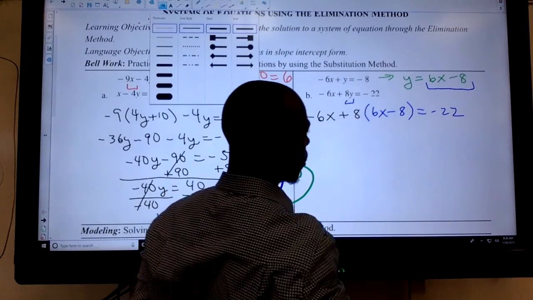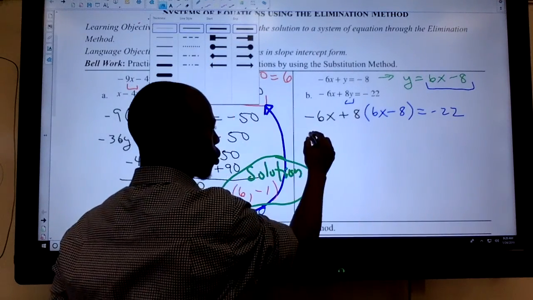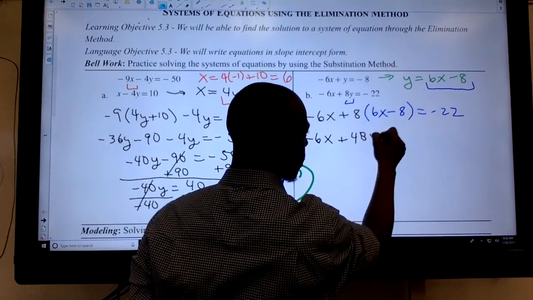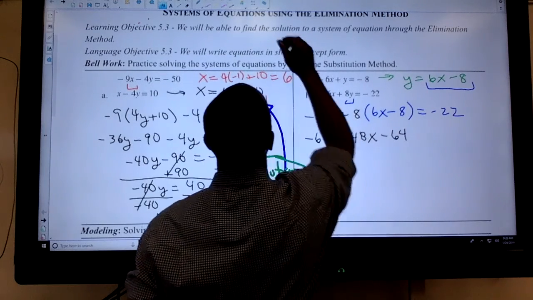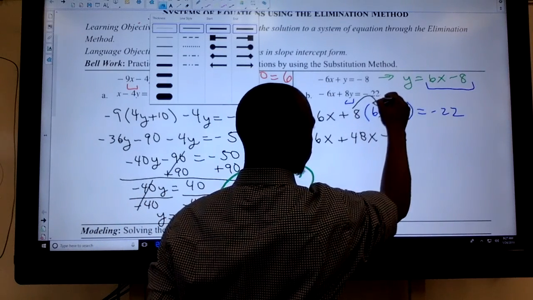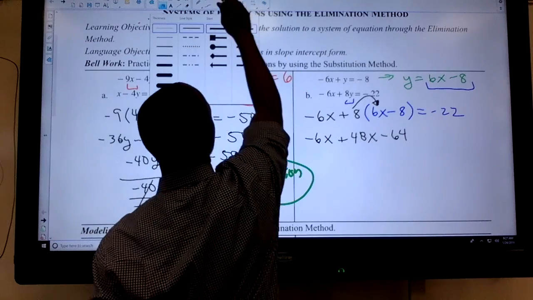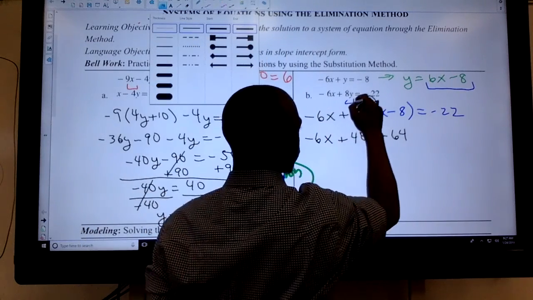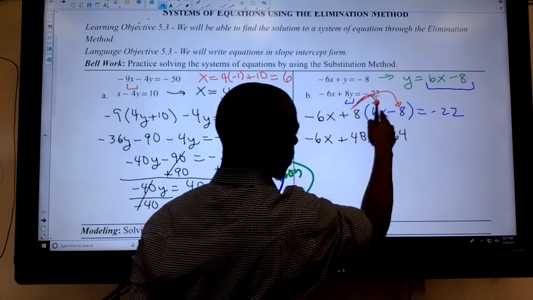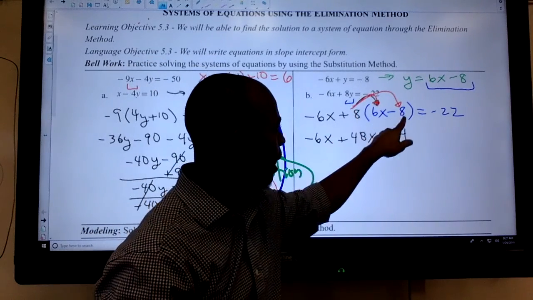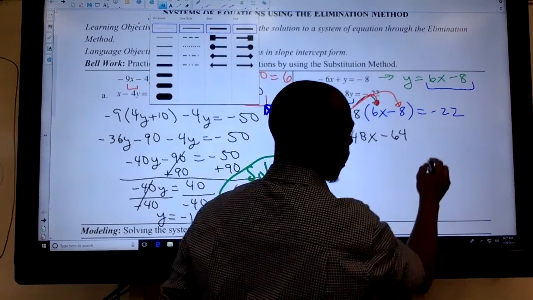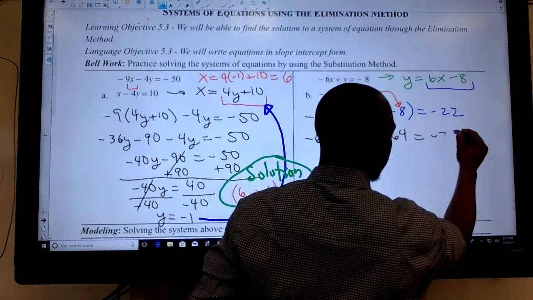It didn't. Okay? Now I have to use the distributive property here, so it's going to give me negative 6x, plus 48x minus 64. If you're like, how did he get those numbers? What did he do? I distributed here. I don't know why the colors aren't switching up. I distributed here, and I distributed over here. 8 times 6 gave me 48x. 8 times negative 8 gave me a negative 64. So now that I have the numbers there set up, I can go, that equals negative 22.